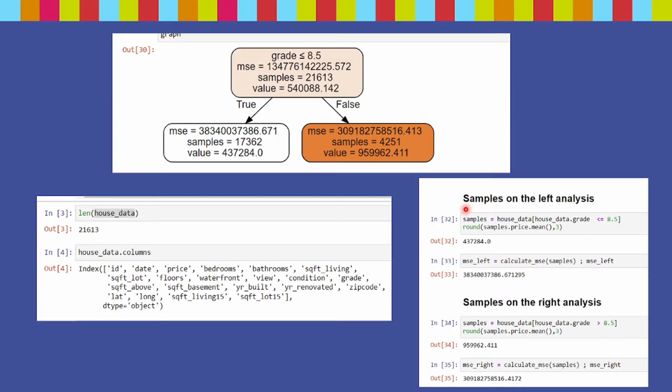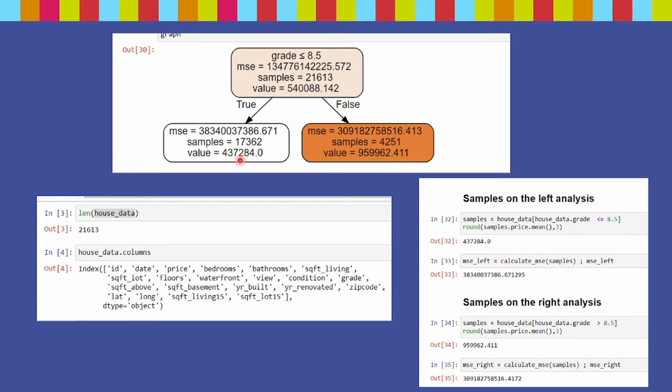What it does in a tree is that it creates a tree based on a variable. Here the variable is grade, and when it is less than 8.5, it segregates into two regions. So this is region 1 and region 2. If suppose the grade is 8, that means it will come into this region, and the value will be 437,284, that is around 437,000 dollars. So how is this calculated?